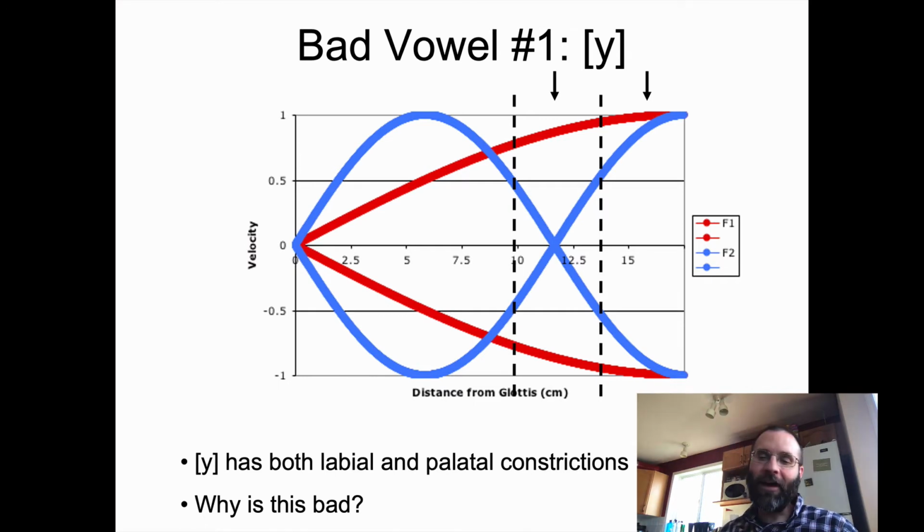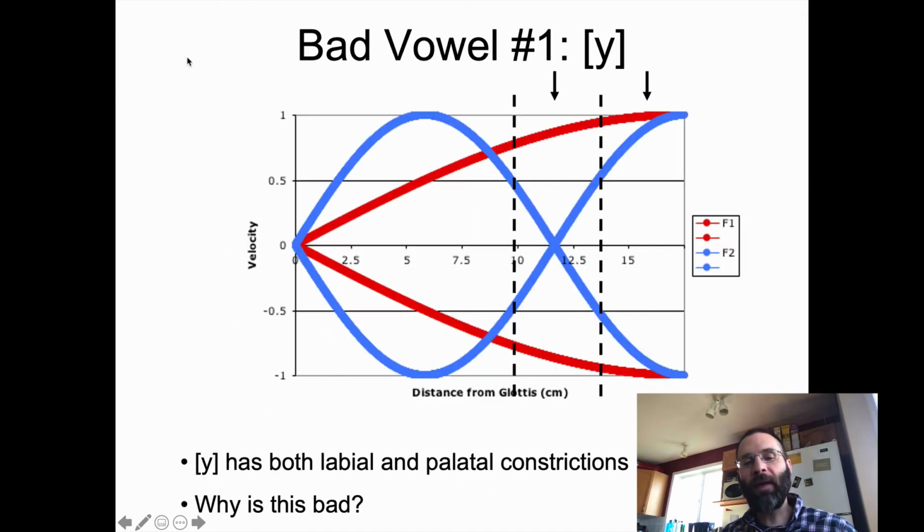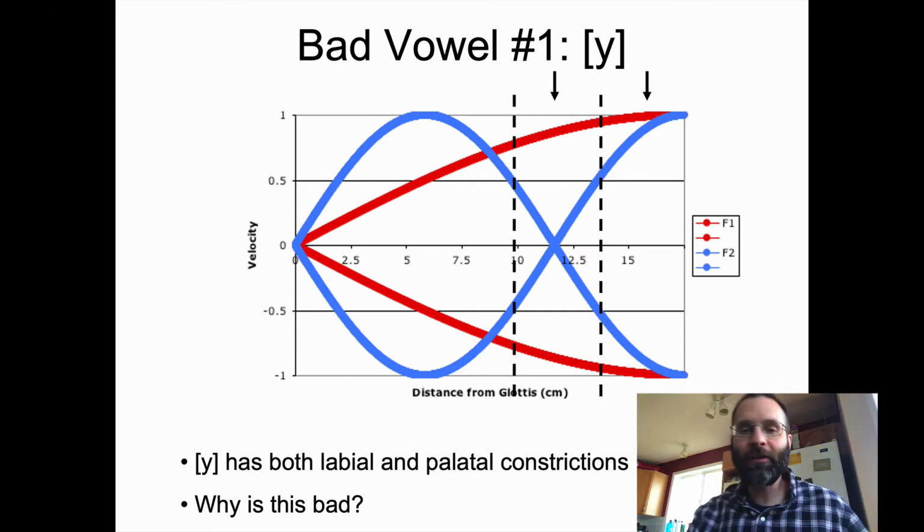If we look at bad vowel number 1 in this high front region of the space, we don't get that many languages with this vowel. A fair number, but not that many, especially compared to the unrounded vowels in this position. Why is this bad? So ü has both labial and palatal constrictions. And I just realized it would probably be handy for me to actually write this out for you. So I think I'm going to pause here again, let you think about this.